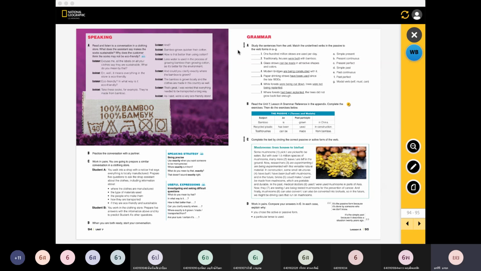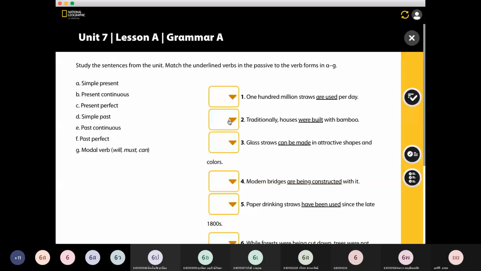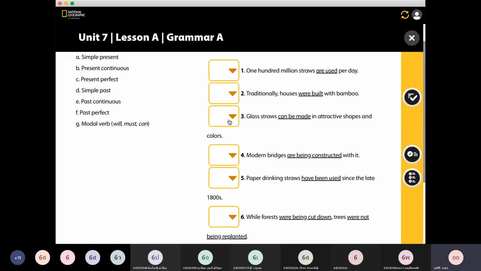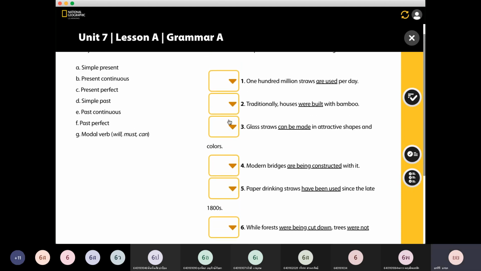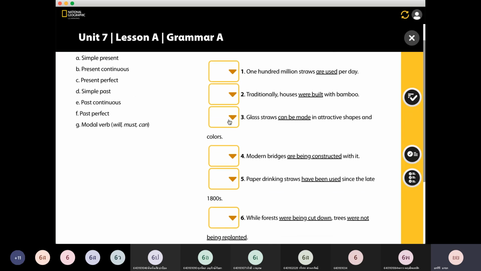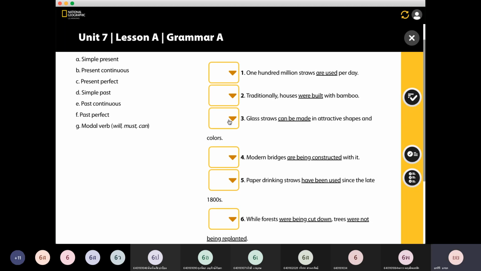Okay, so are you back? So if you're back, we can start talking about this. So there are seven different grammatical properties regarding tenses. Okay, so let's match which sentence is used in what tenses.